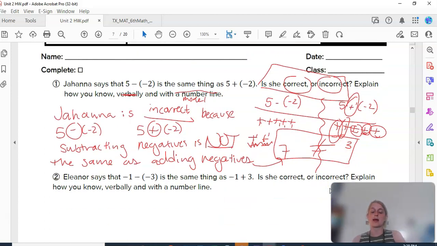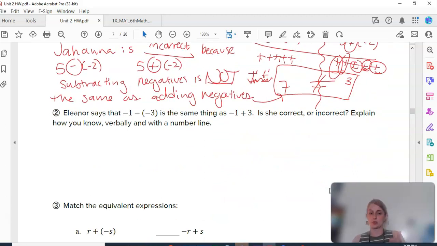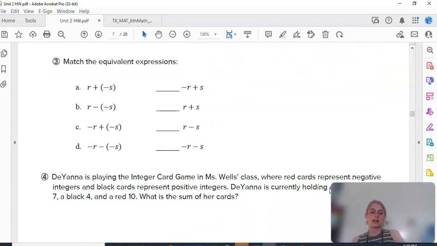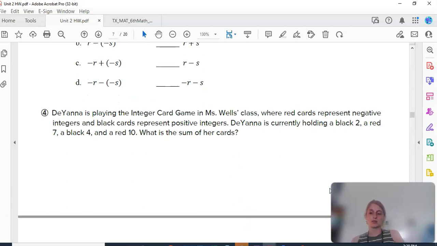So you should have about that much work for number 2, in words and in a model. If you want a number line, great, draw a number line. If you don't want a number line, draw the integer chips. We all did number 3 in class. Remember, it's just the matching. And number 4, ooh, very similar to what we might see on our quiz tomorrow.